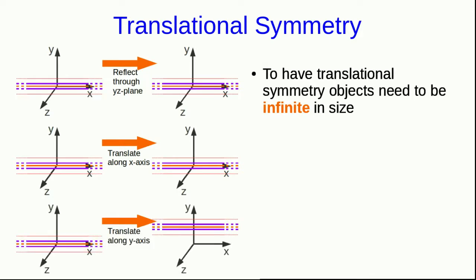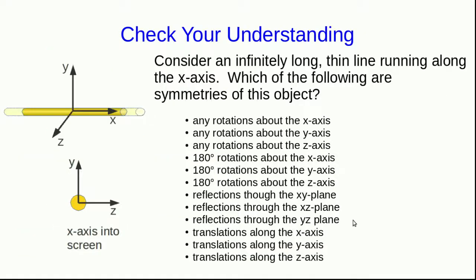On the other hand, they do not have a symmetry under translation along the y-axis. We've already discussed in the electric fields unit that while of course no real object is infinite, things like infinitely long, thin lines are often reasonable approximations for real objects when we're finding the electric fields due to them. So we're very interested in symmetries of objects like this.